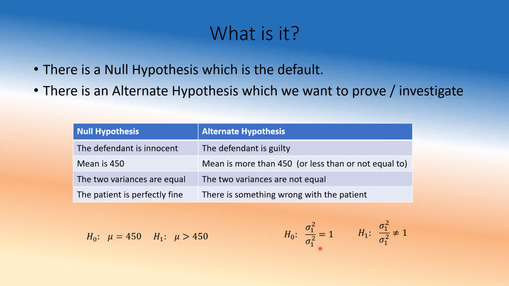Here, for instance, the ratio of the two variances is equal to 1. That means they are equal. Alternate, they are not equal. So when you do an F test, for instance, you could be getting into something like this.